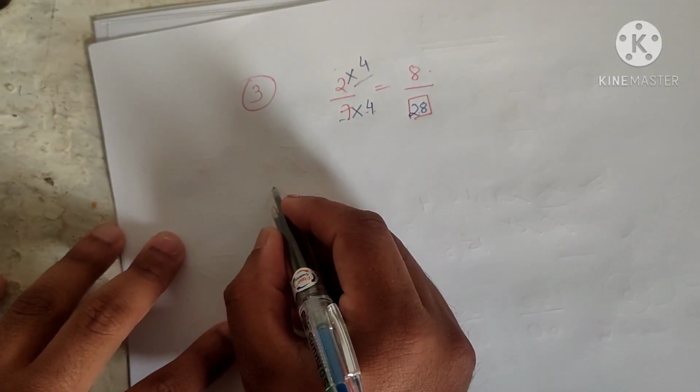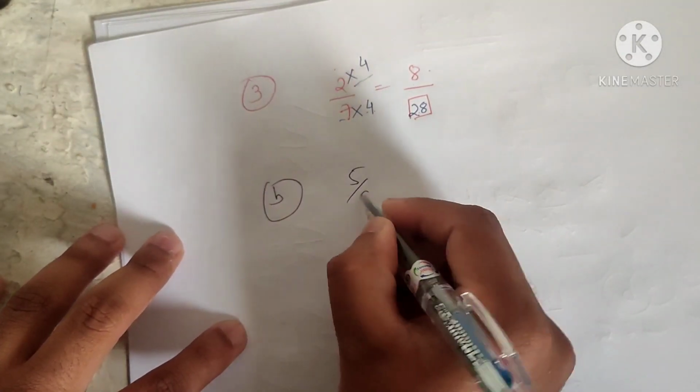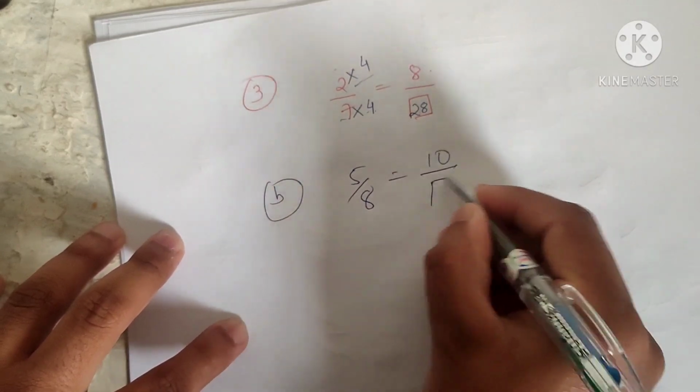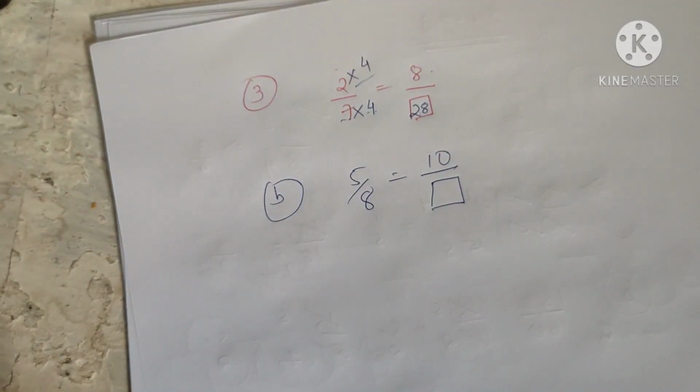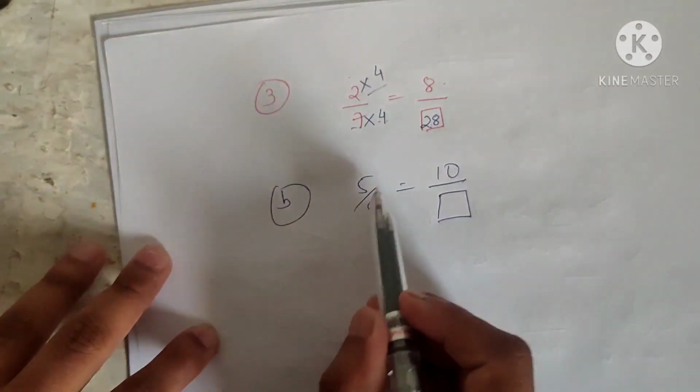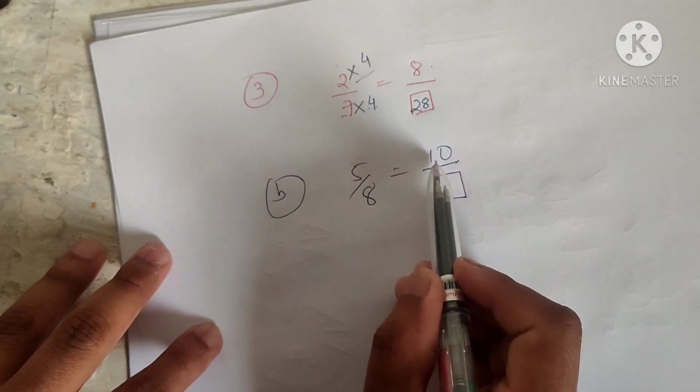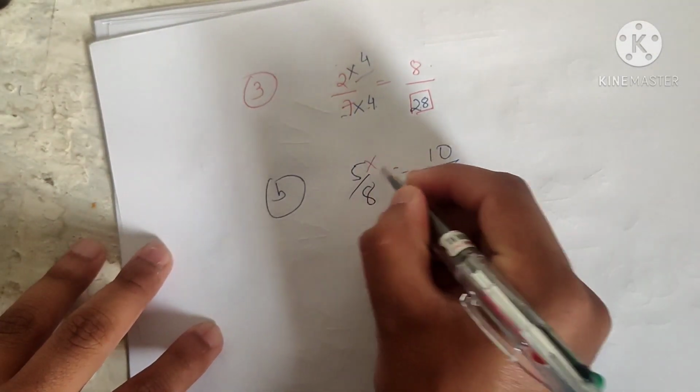Now I'll solve one more. See number B, 5 by 8, and then 10 by box is there. So you see that in the numerator both these numbers are given. So in 5 timetable, where is 10 divisible? So you say that 5 2s are 10.